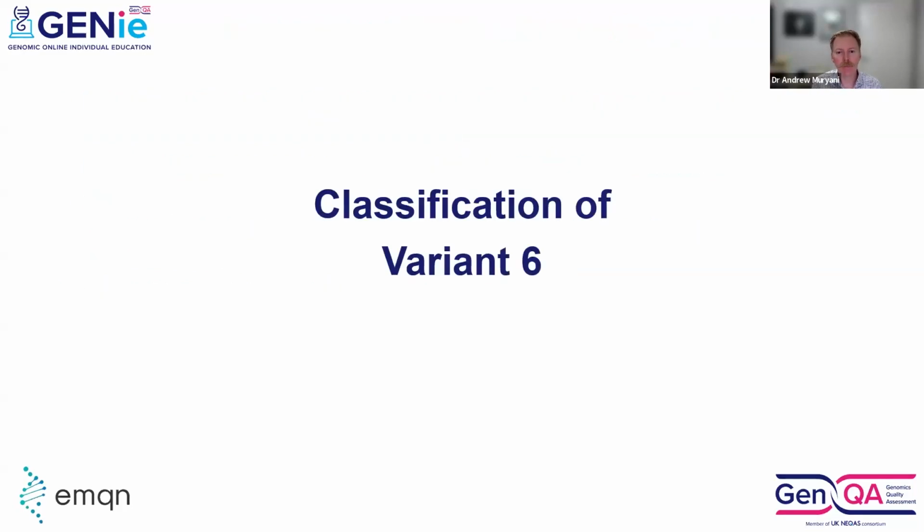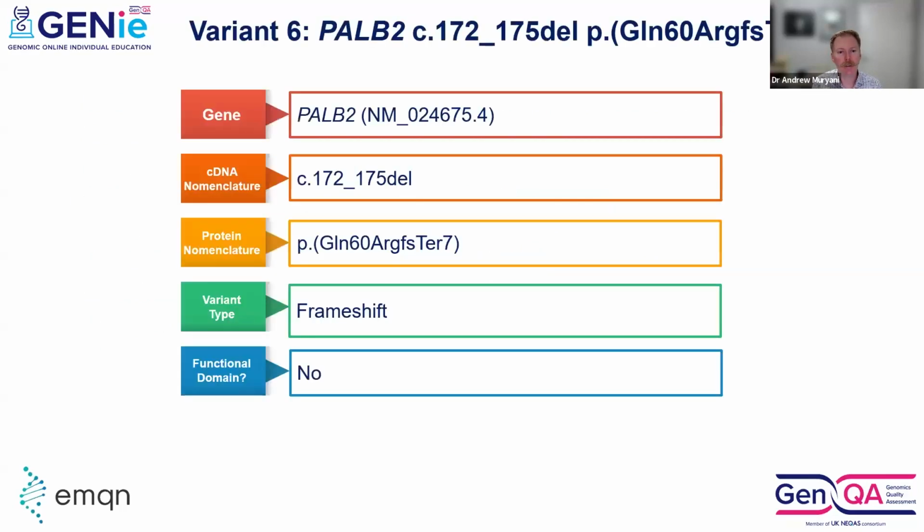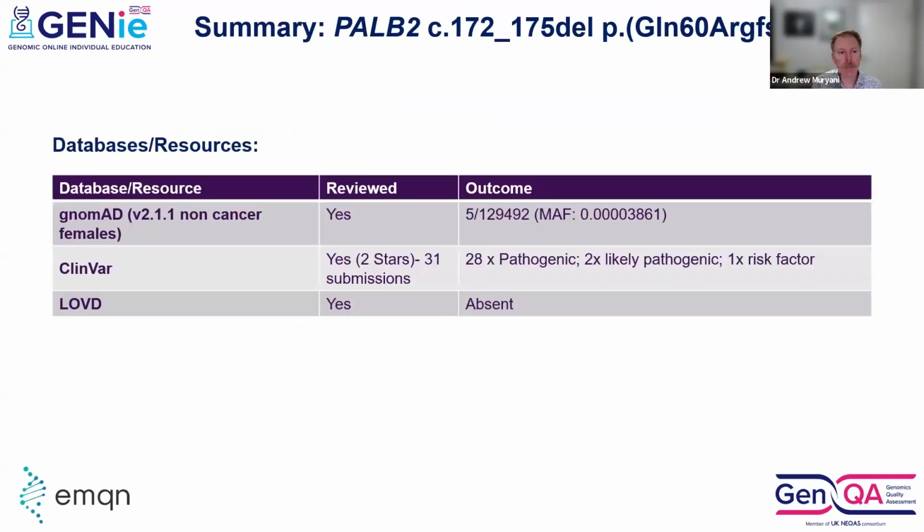And so the last variant is a variant in the PALB2 gene. Next slide, please. It is a frameshift variant. Next slide. It is present in gnomAD version 2.1.1. It's seen 5 times. It's also present in ClinVar with 28 labs calling it pathogenic, 2 likely pathogenic, and 1 risk factor. Next slide, please.